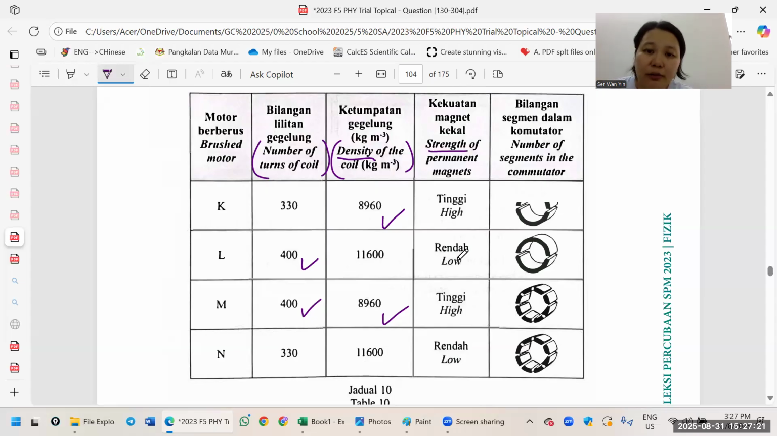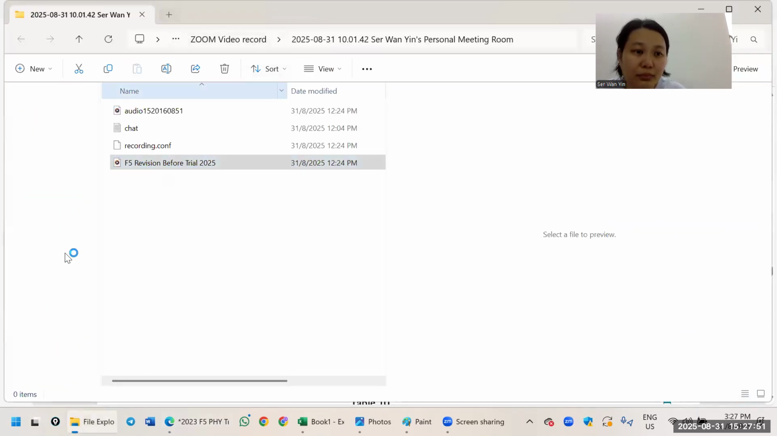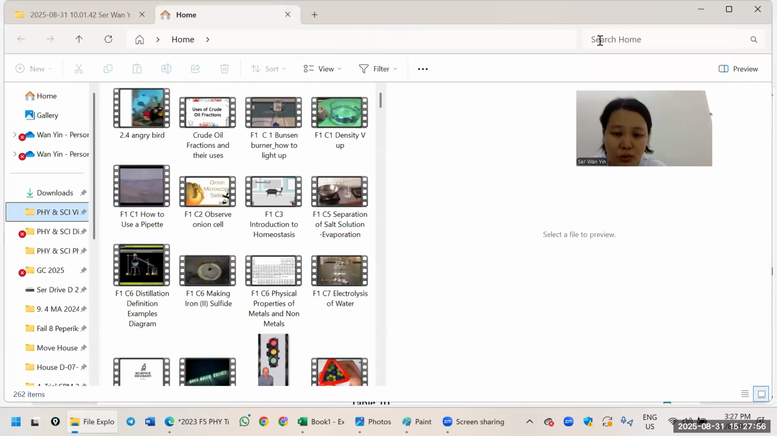Strength of magnet, of course, must be high, no? Then you can see already. Common sense. That's why I like physics, common sense, right? I want to move something: low density, greater strength, more number of coils, then the number of segments is more. Answer is M. Motor.